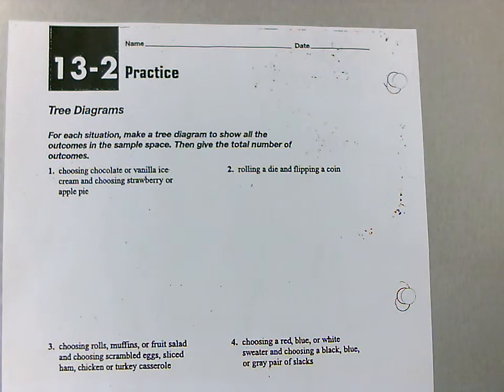So I'm on the 13-2 side, like you see. And it says, for each situation, make a tree diagram to show all the outcomes in the sample space. Then give the total number of outcomes. So you're going to make the tree diagram, and then you're going to be able to state how many outcomes there are total when you're done.